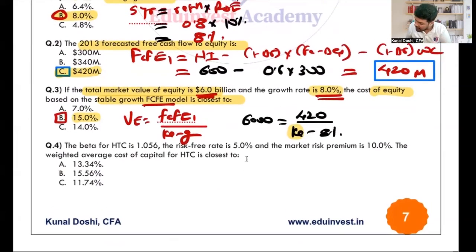Next, beta of the company is provided, risk-free rate is provided, market risk premium, WACC. I have to calculate WACC. First, I will calculate the cost of equity, which is RF plus beta into risk premium. So 0.1 or 10% into 1.056 plus 5. My cost of equity is 15.56.